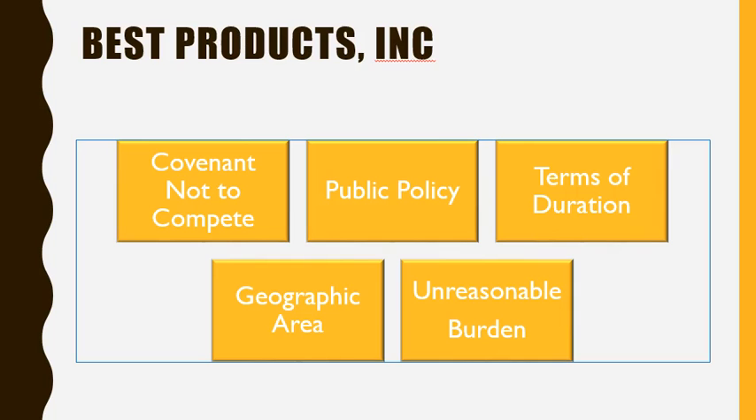So, for instance, if a covenant not to compete has a duration of 10 years, that may be considered unreasonable. If it says for all geographical locations within the state of Georgia, that could be unreasonable as well. However, if the contract states within the Atlanta metro area, then that may not be deemed as unreasonable.